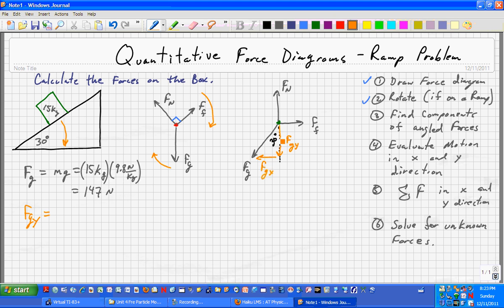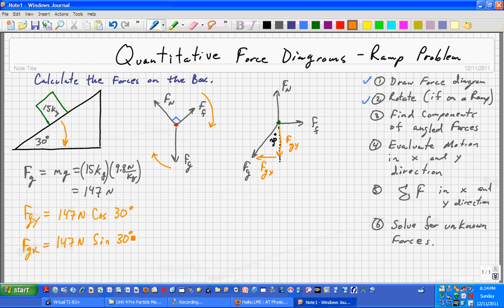In the y direction, that is adjacent to the 30-degree angle, so I would use cosine. So it would be 147 newtons times cosine 30 degrees. And F of G in the x direction, that would be the opposite, so I'm going to use sine, if you remember Chief SOHCAHTOA: 147 newtons times sine 30 degrees.